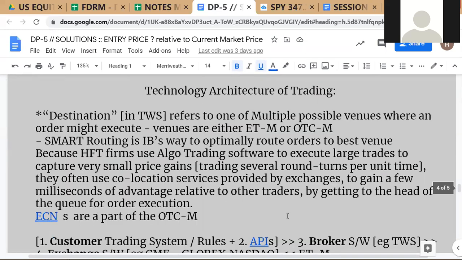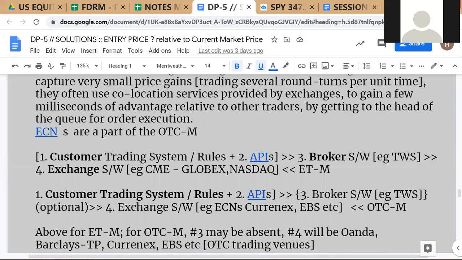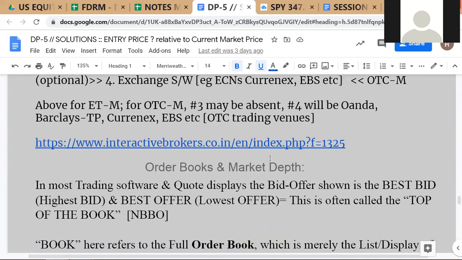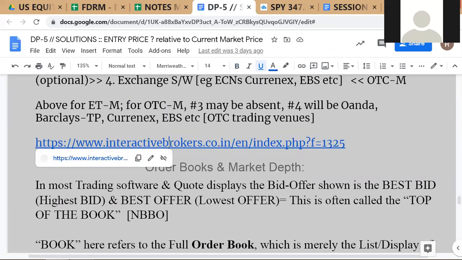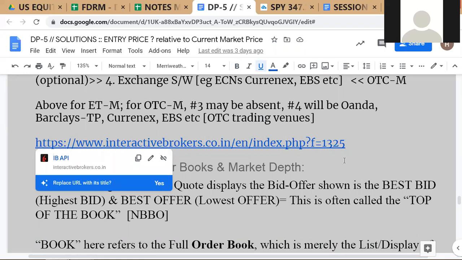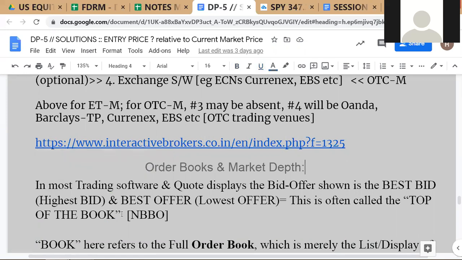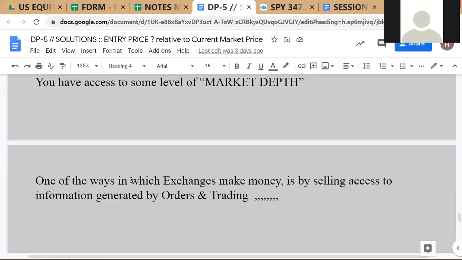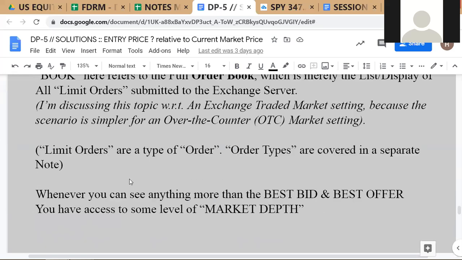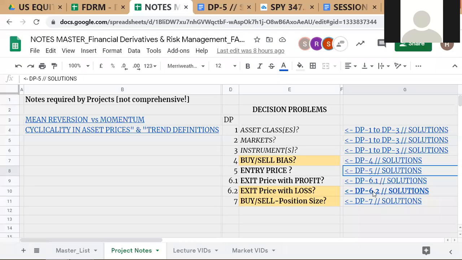And then you have this technology architecture of trading. You can try to understand that. And what have I placed here actually? Okay, this is the note on the IB API. You can read that and understand. Order books and market depth. We have covered this. Since DP5 is over, we'll keep that. Now we'll go on to DP 6.1.